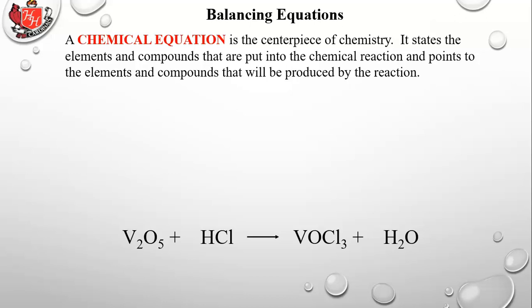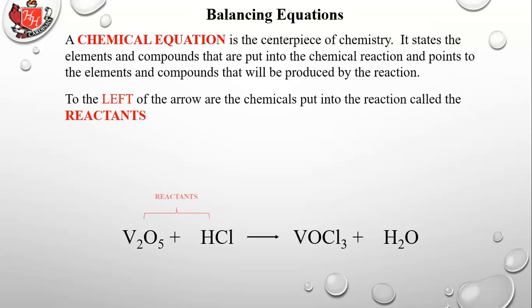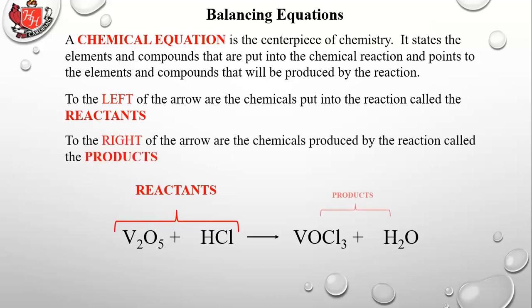So you see an example of a chemical equation down below. To the left of the arrow are the chemicals put into the reaction, and they're called the reactants. To the right of the arrow are the chemicals produced by the reaction, and they're called the products.